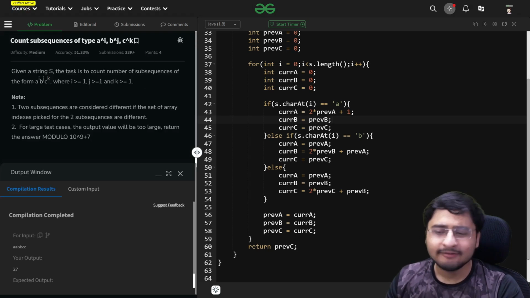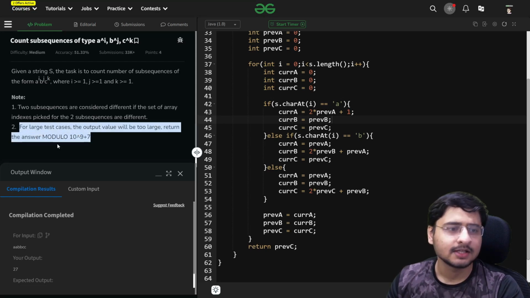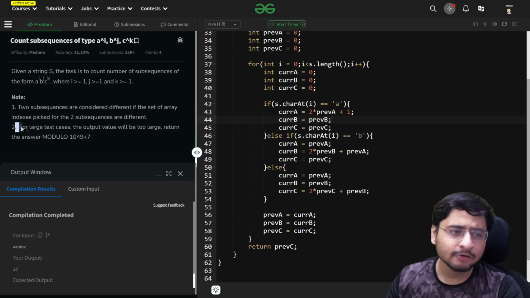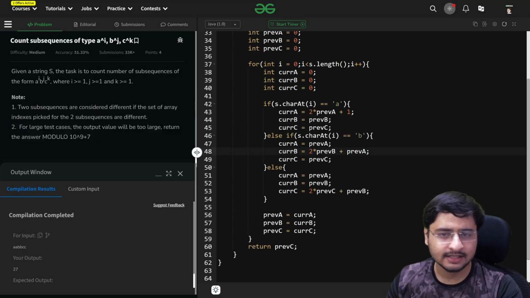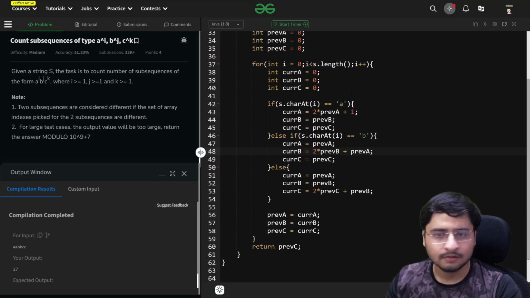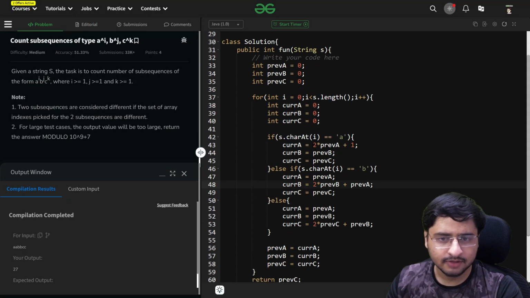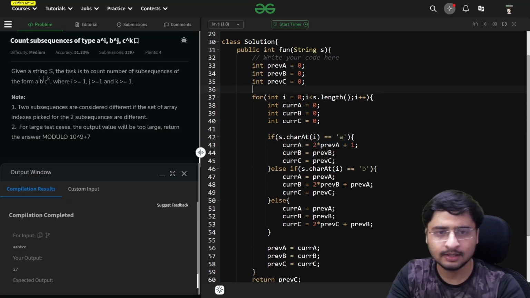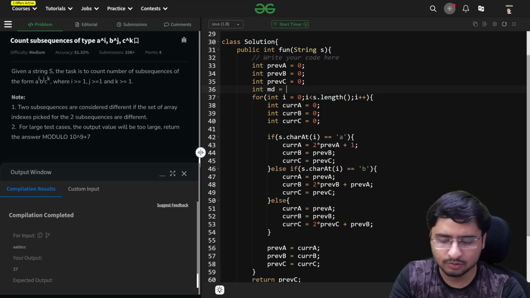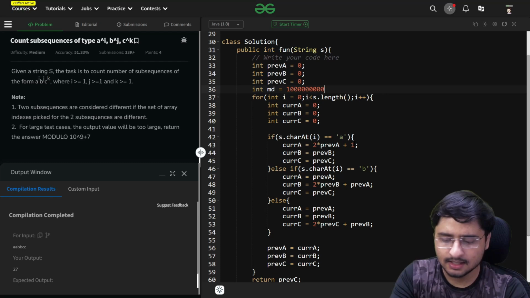It's working fine. It will not actually get submitted because of one thing they have mentioned at the end of the question, which is you have to take modulo 10 to the power 9 plus 7 in every solution. I think we have discussed this point earlier as well. So let's quickly formulate this. Wherever we are doing mathematical calculations, we are going to write modulo 10 to the power 9 plus 7. So I'll just keep here int md is equal to 10, 1, 2, 3, 4, 5, 6, 7, 8, 9 plus 7.